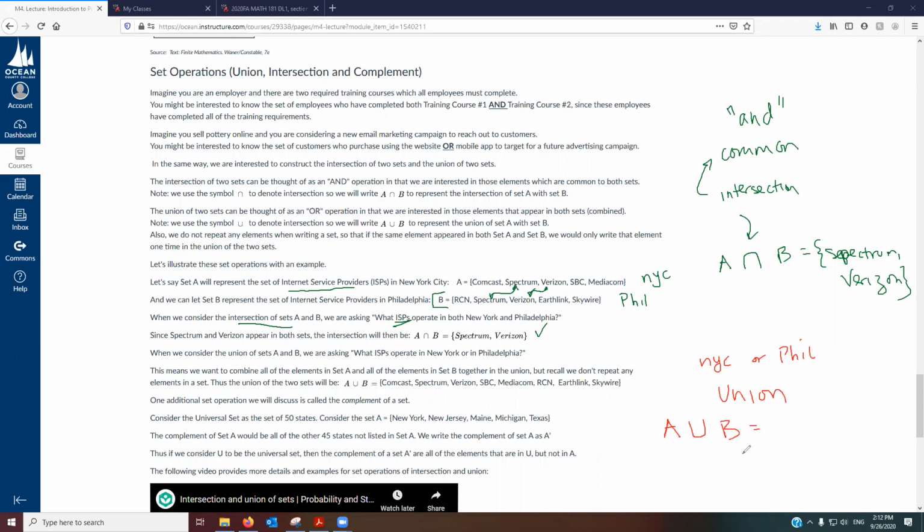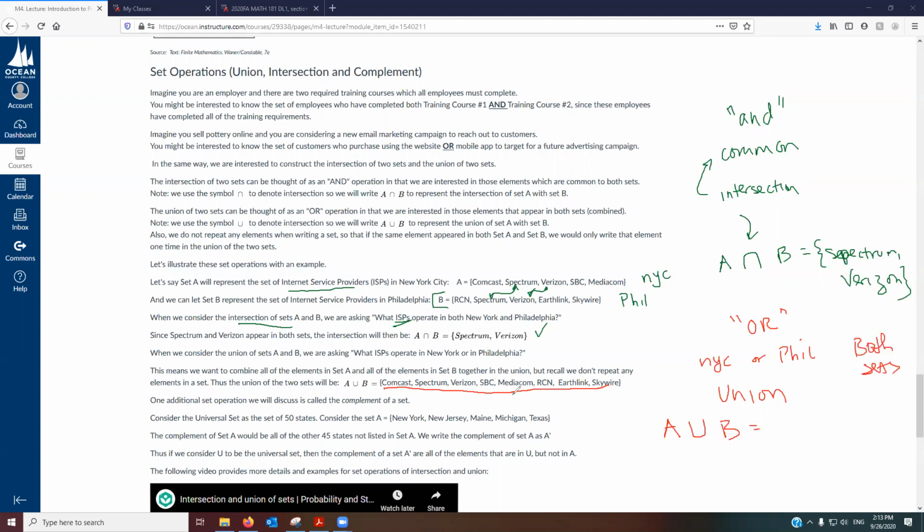All right, so I want to know what ISPs are in New York City, but in addition, which are in Philadelphia. That's like combining all the elements together from set A and set B. It's like putting everyone in one big set. Well, I'm going to list out all the elements that are in sets A and B, both, right? So we think of this as the word or. You can really think what elements are in both sets.